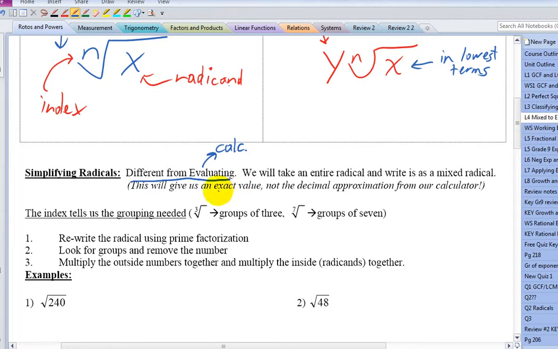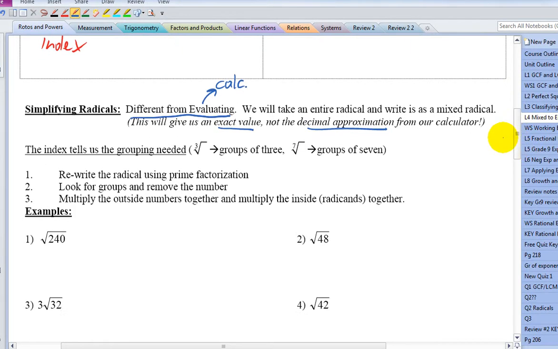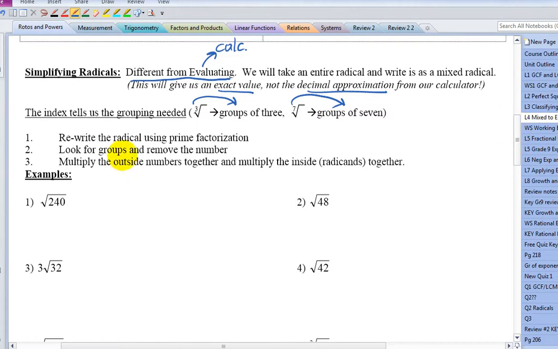So what we want is an exact value, not the decimal approximation. And that's why our calculators are a little useless. So the index will tell us the groupings we need. Here the index is 3. We need groups of 3. Index is 7. Groups of 7. What we want to do, first of all, is rewrite using prime factorization.